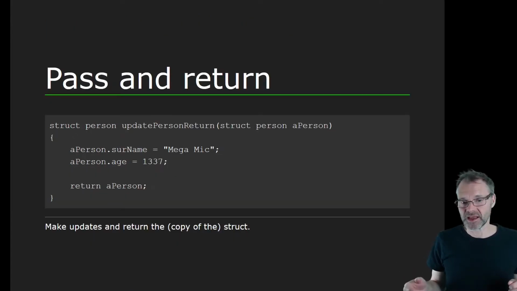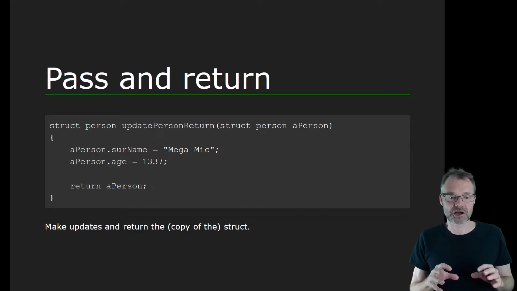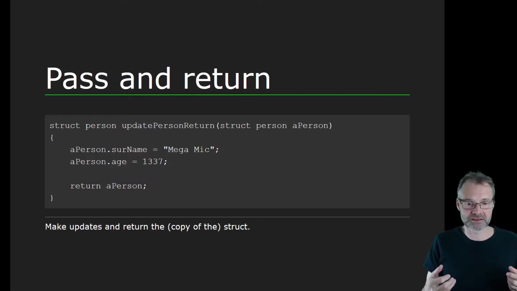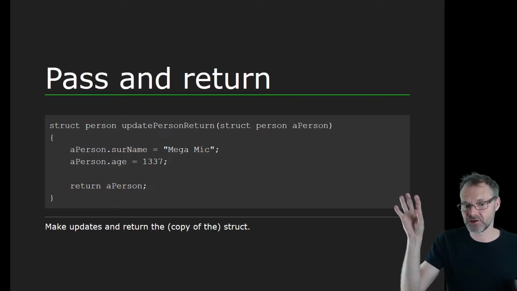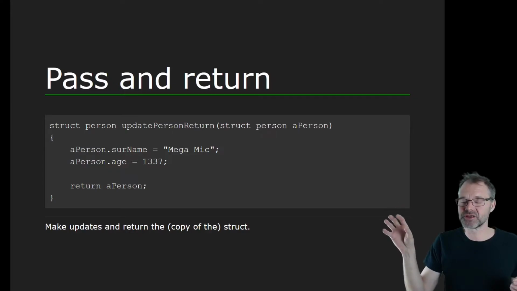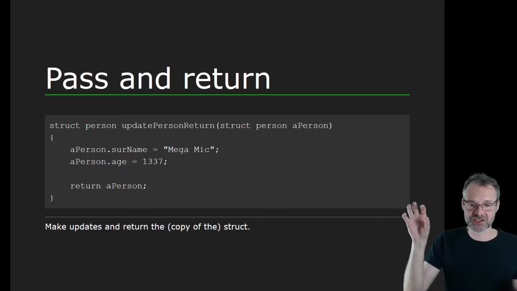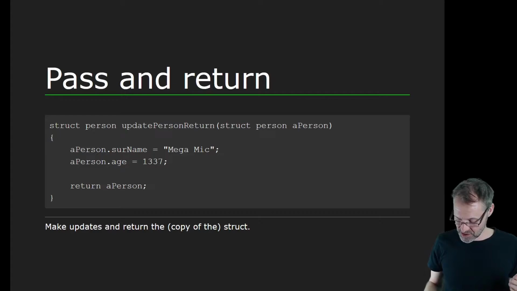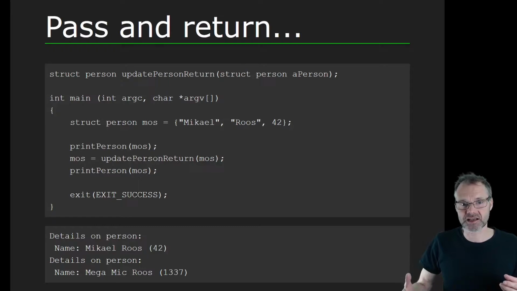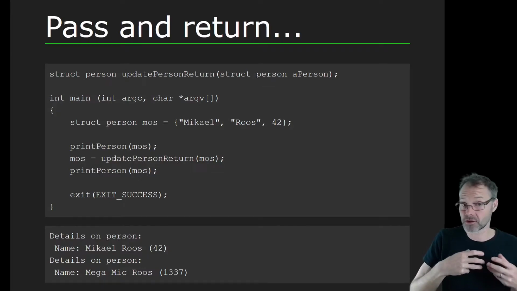Let's look at another example of how we could implement this update structure function. Here we have a struct person, a person, so it's going to be copied by value. I'm going to change its value here, and then I'm going to return the struct by its value. So it's basically a copy of the changed structure in the function, and I'm returning a struct person here. This is also a way to implement a function that can change its value and make that changed value available to the caller.